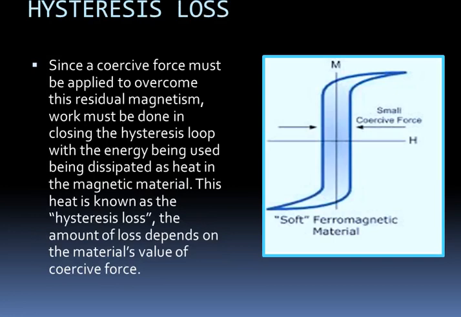Now we are going to discuss an important term called hysteresis loss, and after discussing this term we will discuss the hysteresis loop for hard magnetic materials. So hysteresis loss is basically a term related to the hysteresis loop for both soft and hard magnetic materials. Since a coercive force must be applied to overcome this residual magnetism, work must be done in closing the hysteresis loop, with the energy being used being dissipated as heat in the magnetic material. This heat is known as hysteresis loss. The amount of this loss depends on the material's value of coercive force as shown in the diagram.